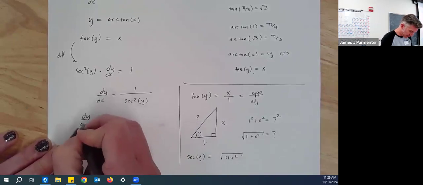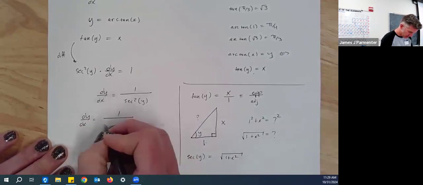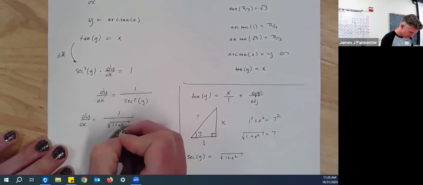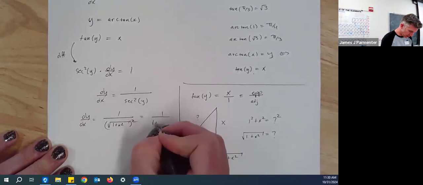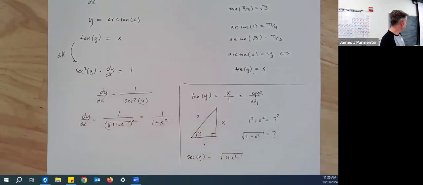We get dy dx equal to 1 over secant squared, which is just 1 over 1 plus x squared. So it is indeed true that the derivative of the arctangent of x is equal to 1 over 1 plus x squared, or 1 over x squared plus 1, whichever way you like to write it.